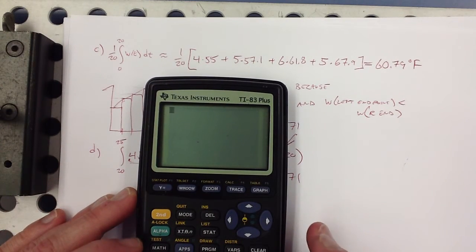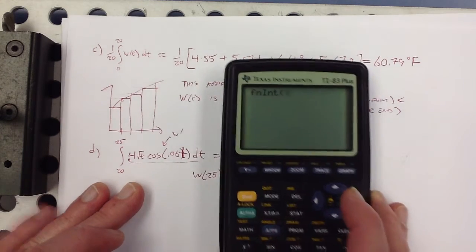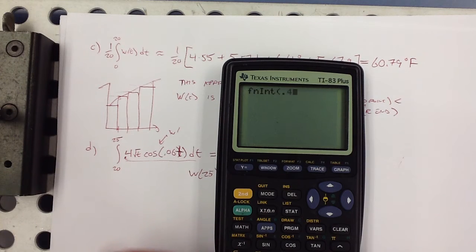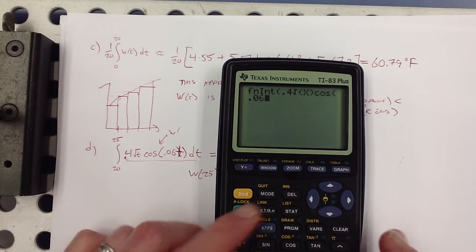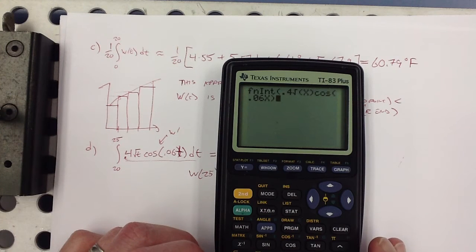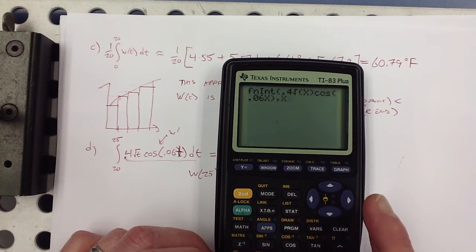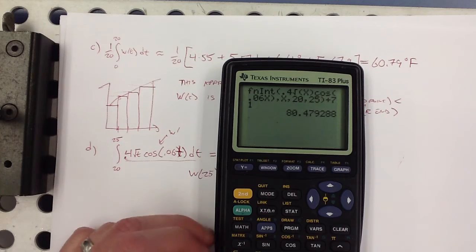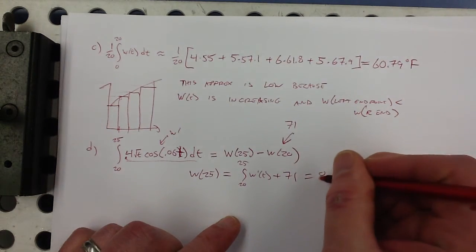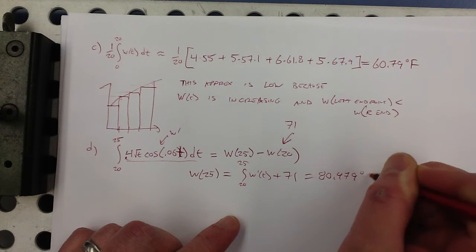So let's see. We want to do math 9, fnInt. What is the crazy function? It's 0.4 times the square root of x times the cosine of 0.06x, right, comma x, comma 20, comma 25. And then we want to take that and add 71. So 80.479 degrees Fahrenheit.